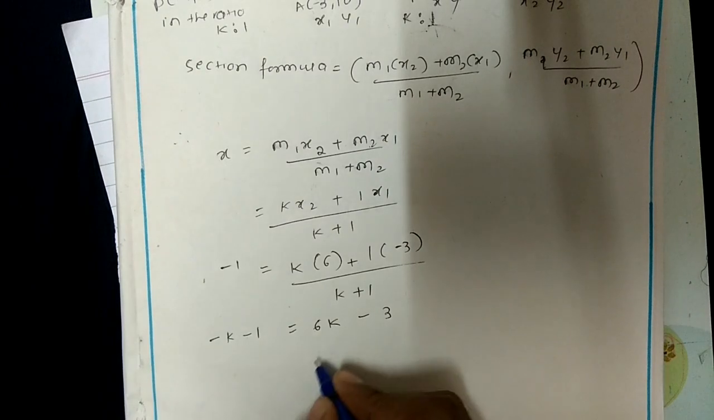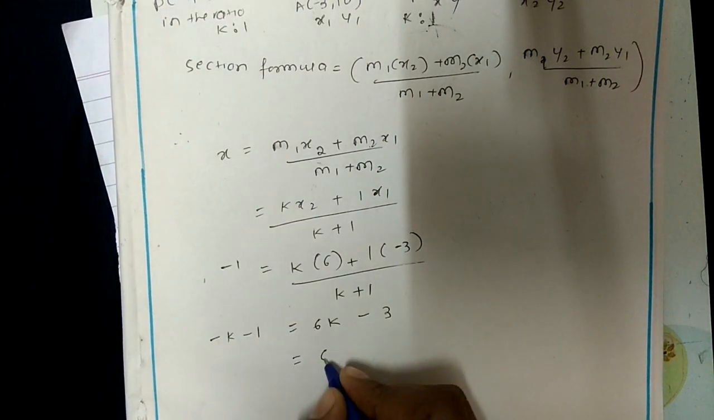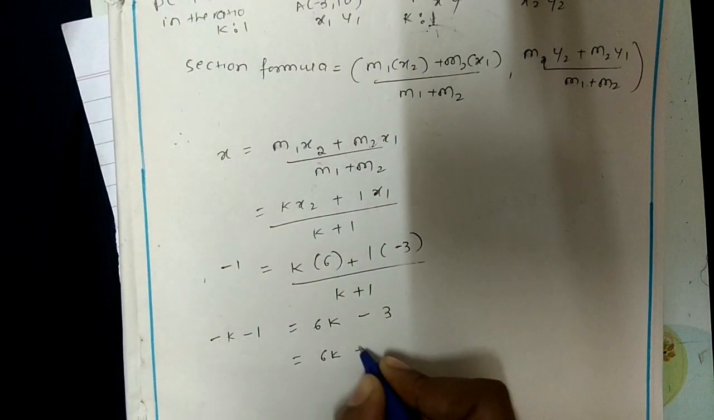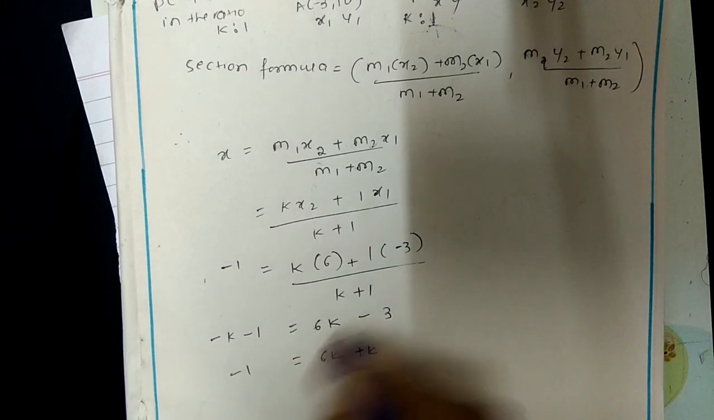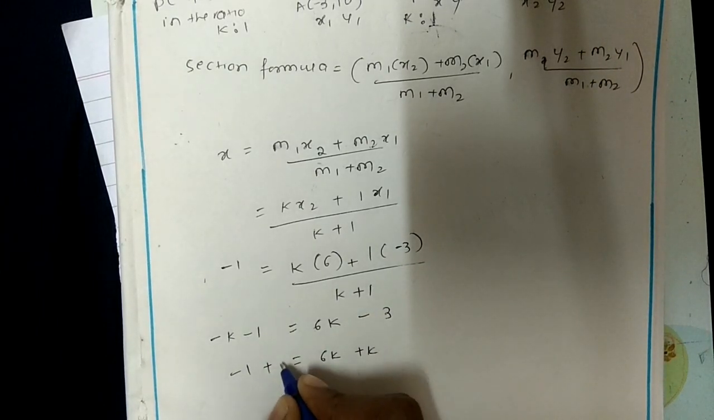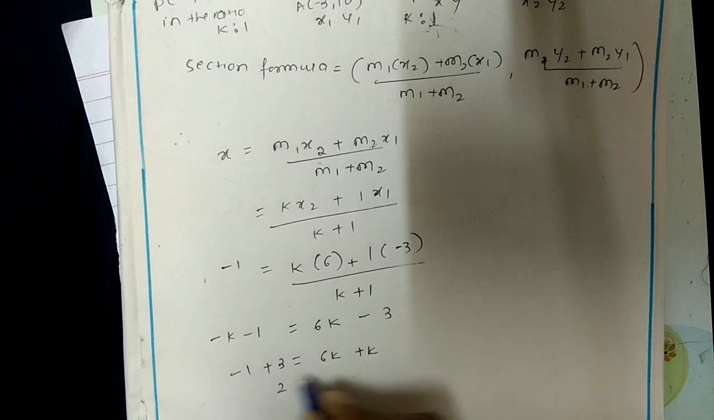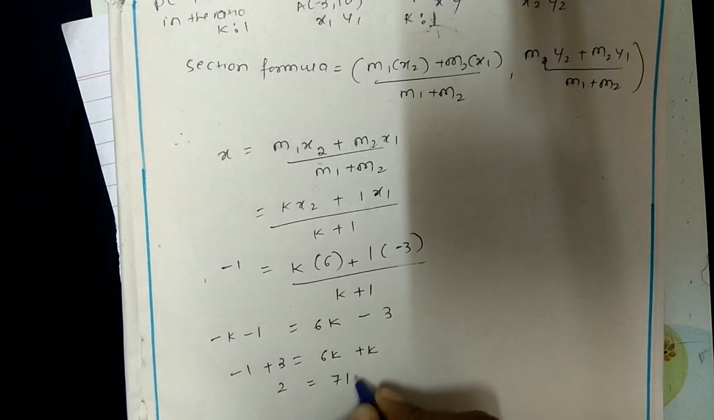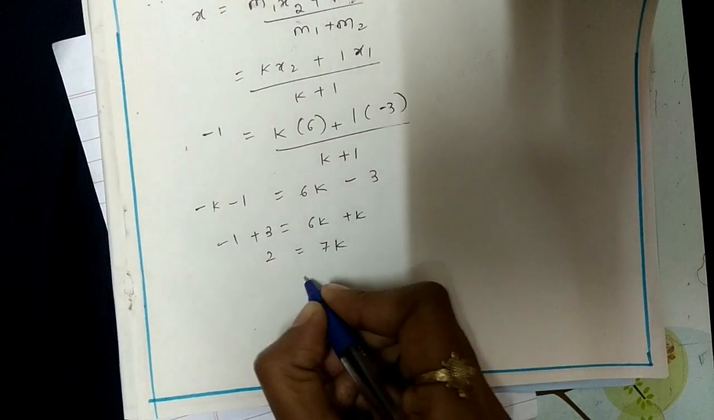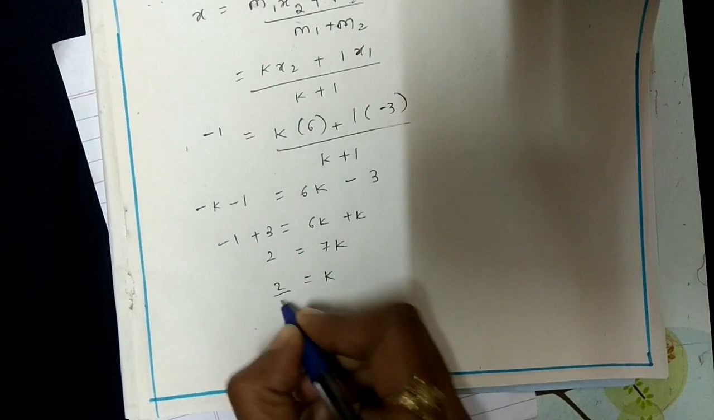We can solve this. So I'll bring this K this side, 6K minus K will be plus K, minus 1 as it is, minus 3 I will bring this side, so it is plus 3. So this is 2 equals to 7K. Further, K equals to 2 by 7.